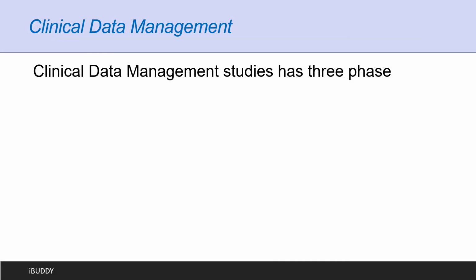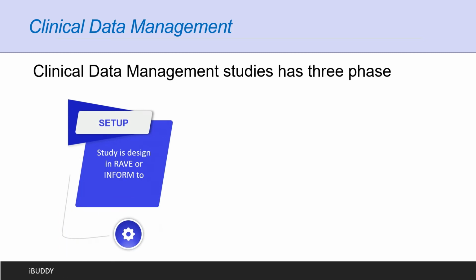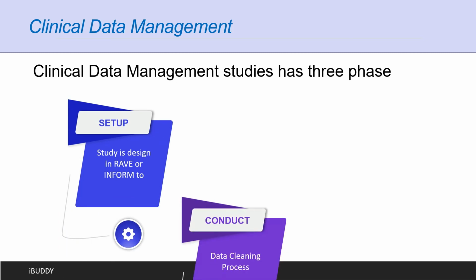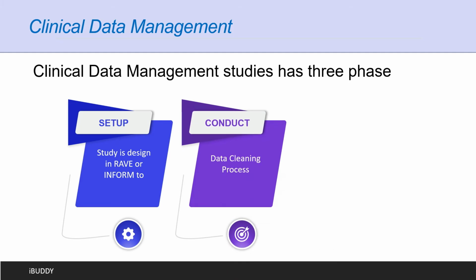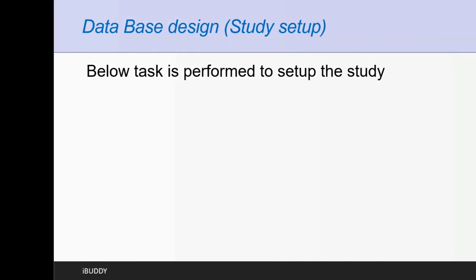Every study has three phases. First, study setup, in which the study is designed. Second, study conduct, which is part of the data cleaning process. And third, study closeout, in which the study is locked after all queries on discrepant data are resolved. Now let us learn the tasks performed in study setup.